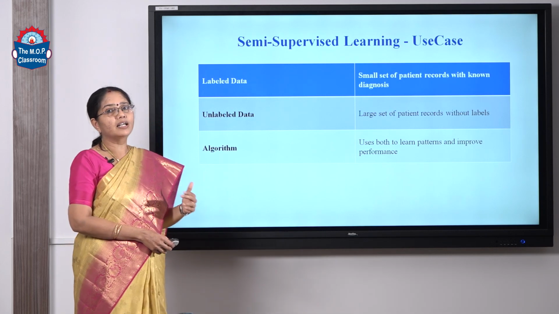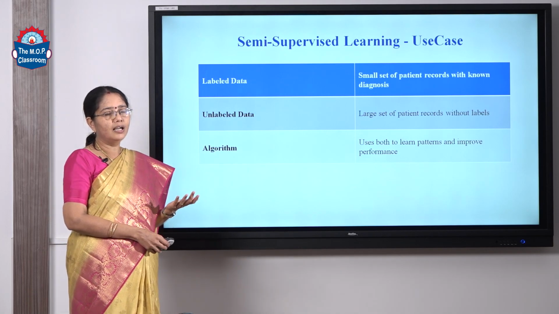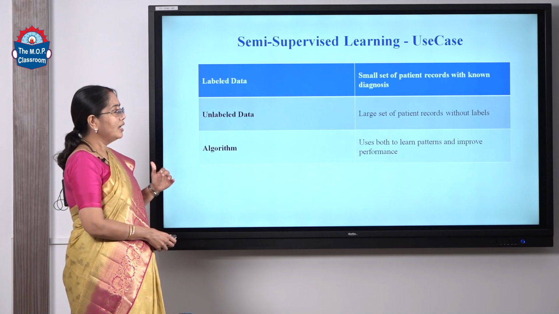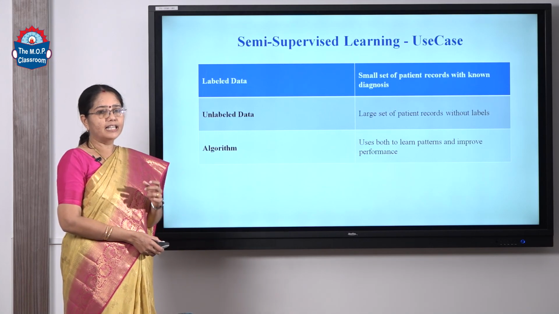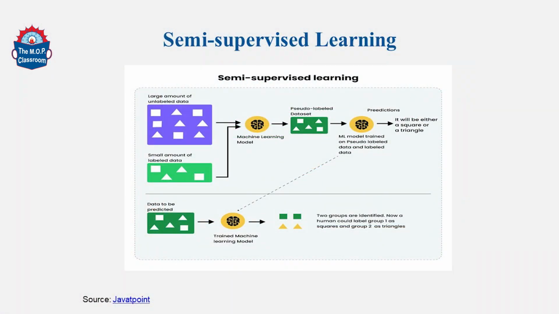So, what the machine learning model does is that, based on the learning it had from the labeled data, it assigns the label to the unlabeled data, okay, and based on that it builds a model and it gives a prediction or output for the algorithm. So, this again explains how semi-supervised learning works.